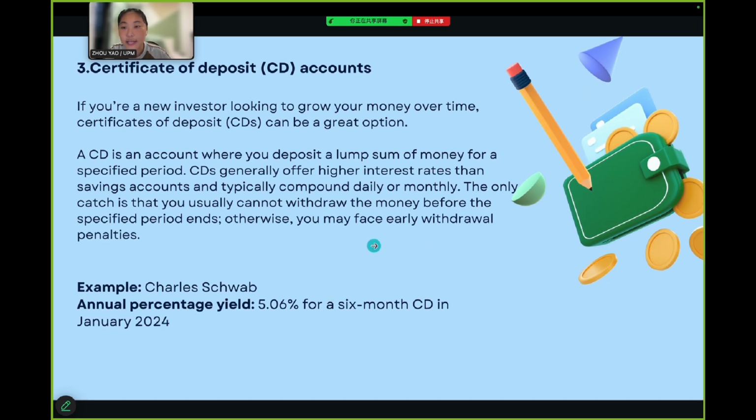So the last one is certificate of deposit, CD accounts. A CD is an account where you deposit a lump sum of money for a specific period. You usually cannot withdraw the money before the specified period ends. So this is an example of it.